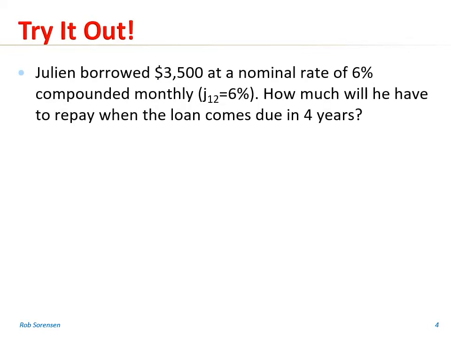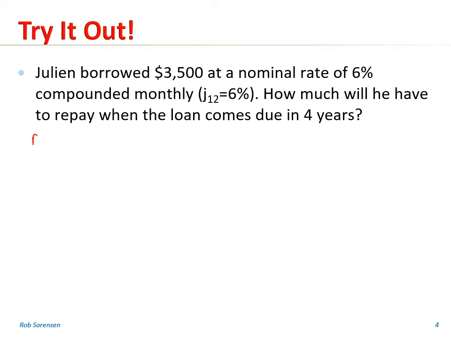Let's give you a chance to try one out. Julian borrowed $3,500 at a rate of 6%, compounded monthly this time. It's going to be a little more thinking involved for you. How much will he have to repay when the loan comes due in 4 years? Remember, we're working with little i for our rate, and with n, we're working in compounding periods, not necessarily years. So when you're laying out your basics, make sure you take that into account. Go ahead and press pause, give it a try, and when you're ready, come on back and I'll go through it with you.